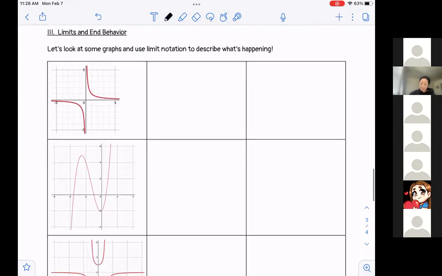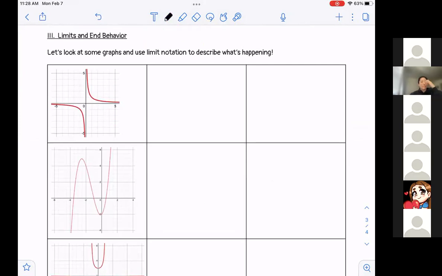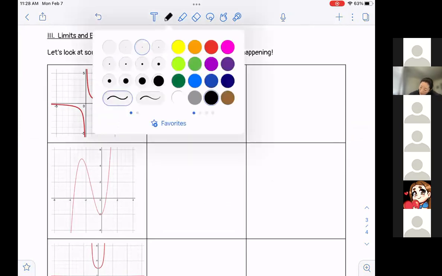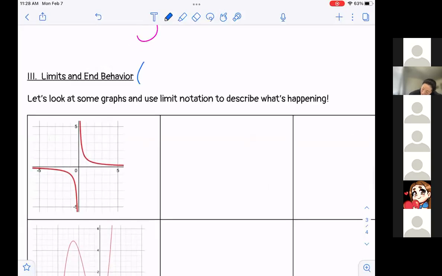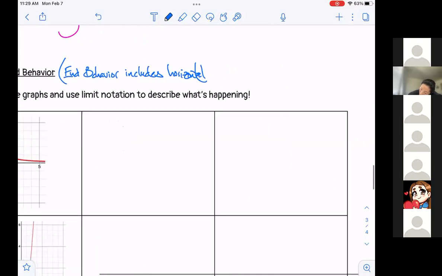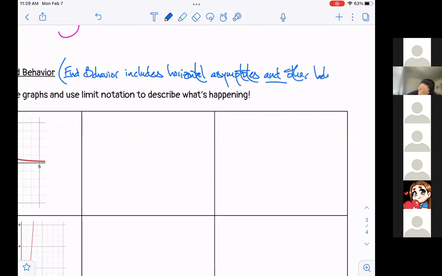All right. So the second piece to that Desmos activity about rational functions was end behavior. And I think in the Desmos activity earlier, I had said that end behavior includes horizontal asymptotes and what we call other behaviors. Okay, so end behavior includes horizontal asymptotes and other behaviors.